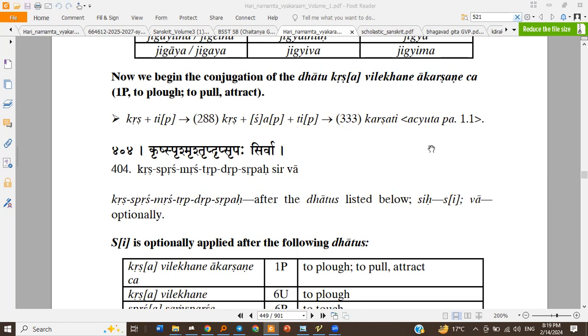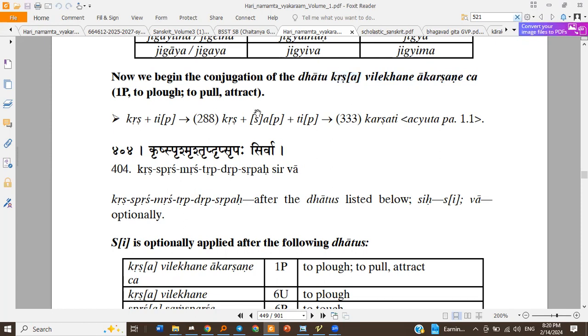So the next dhatu we are going to do is Krish, Vilekhane Akarshane cha. This is the verb Krish, from which many words, both nouns and verbs, come. Even Krishna comes from this verbal root Krish. Krishna, Krishaka, Krishi, and so on. And Karshati in the verbal section. A lot of words come up from this root: Akarshana, Sankarshana, all those words even.